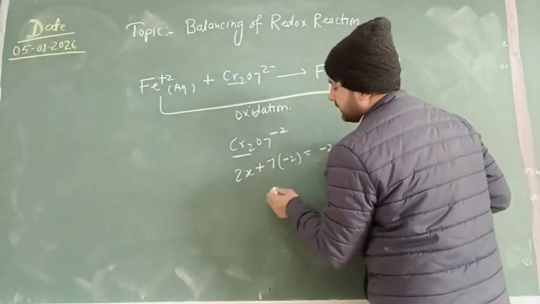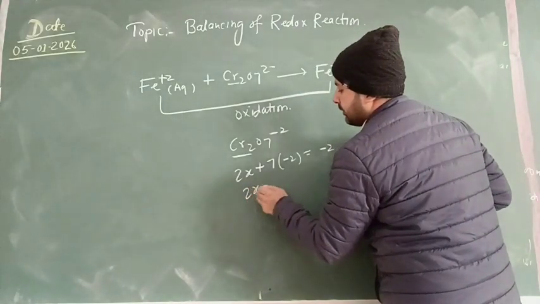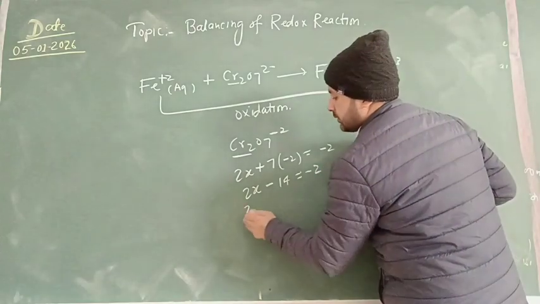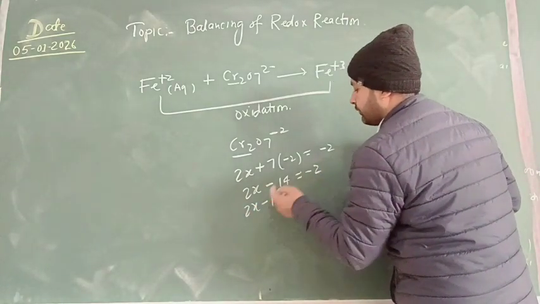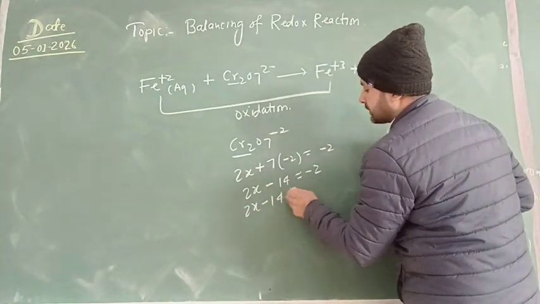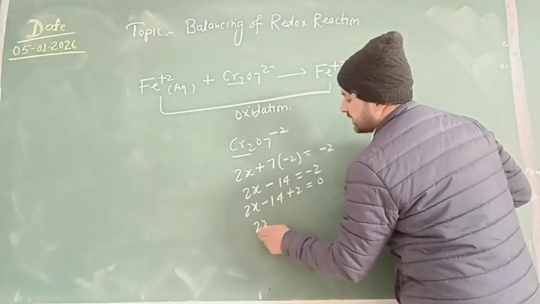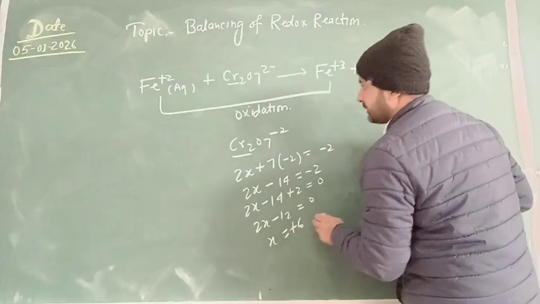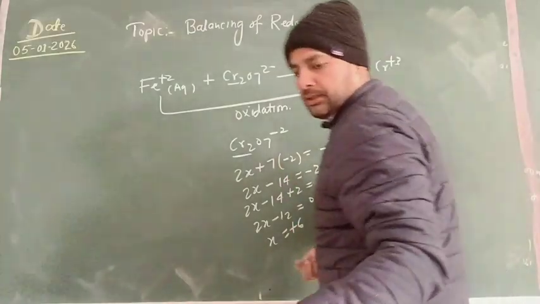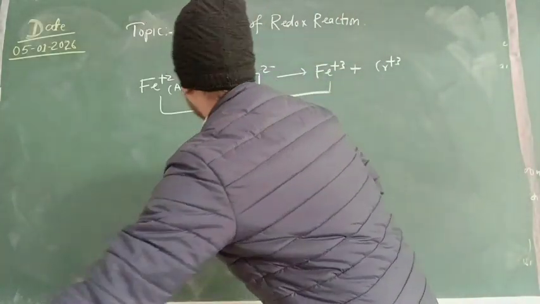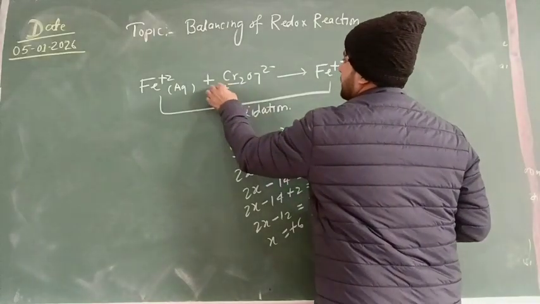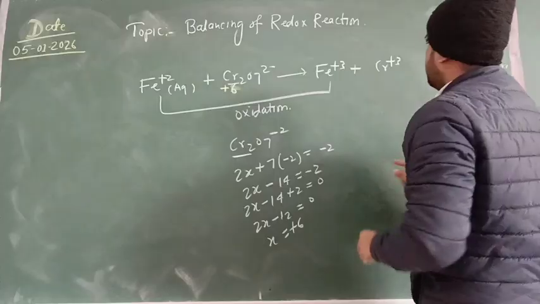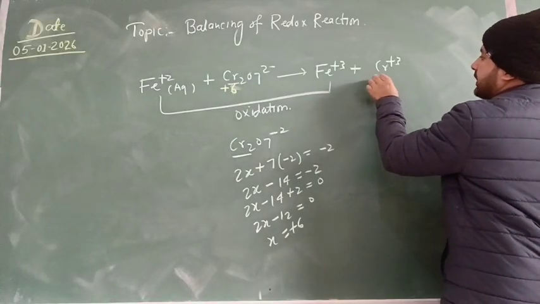After solving this, we get 2x minus 14 equals -2. So 2x minus 14, when -2 goes to the other side, becomes +2 equals 0. So 2x minus 12 equals 0, so x equals +6. So you can easily see the charge on chromium here is +6, and the charge on this chromium atom is +3.